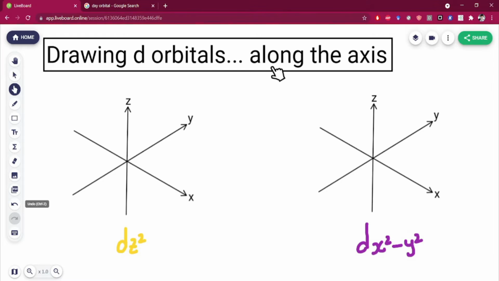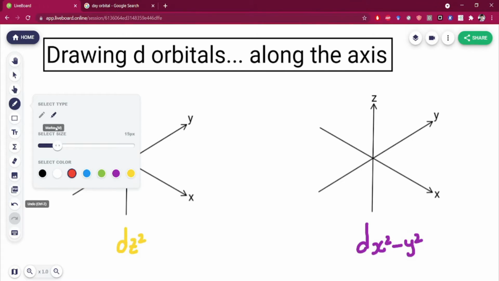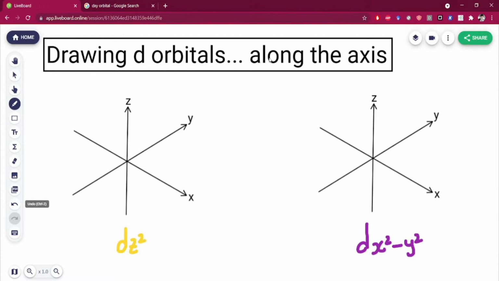Now, when you want to draw those along the axis, again, you have to start by drawing the axis first, like what we have done before. We have the XYZ axis. And those with dz square, and over here dx squared minus y squared, these are along the axis. Remember, those with to the power of 2 will be along the axis.